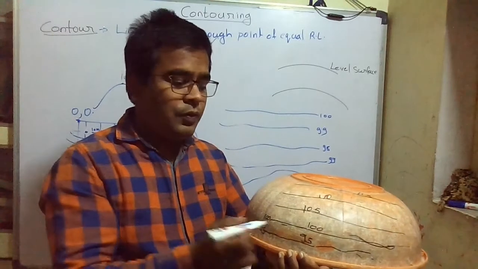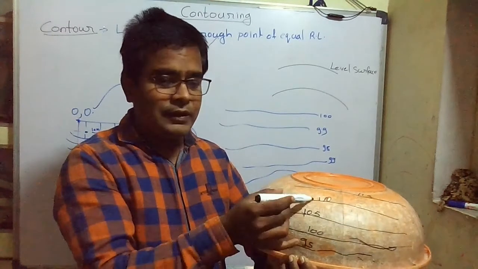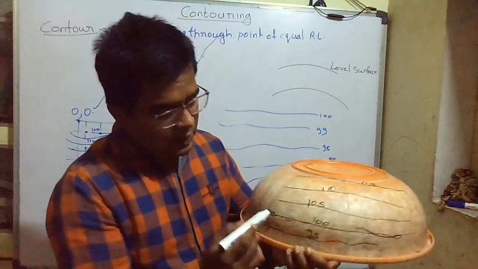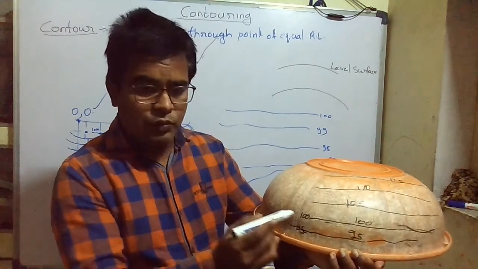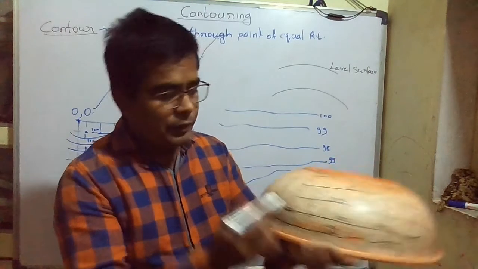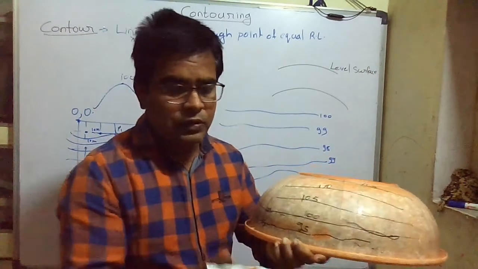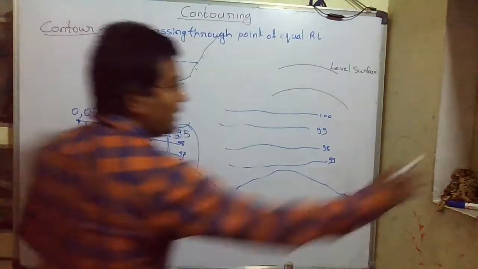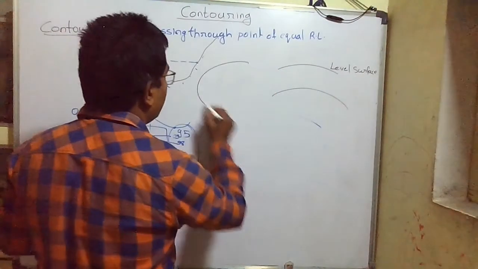Why is this the hill? Now we can see that here the RL is increasing, which means our ground is rising. If I continue this up to the whole area, what is the nature of this ground surface? It will be like this. It will be like this.